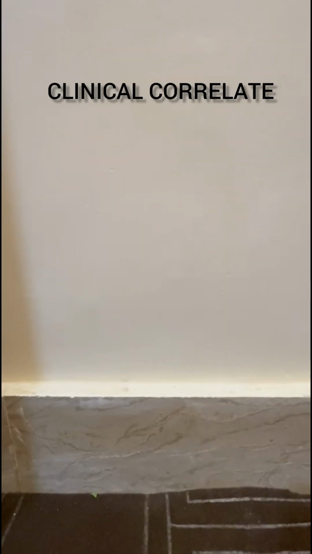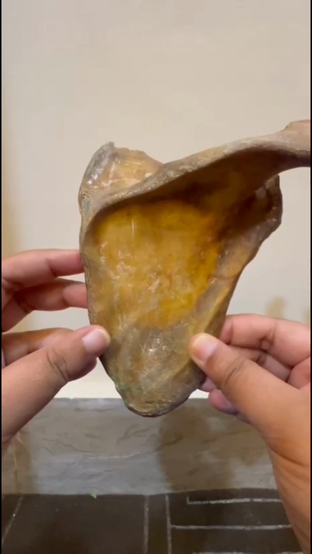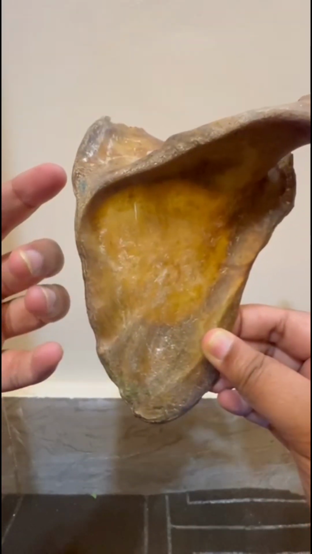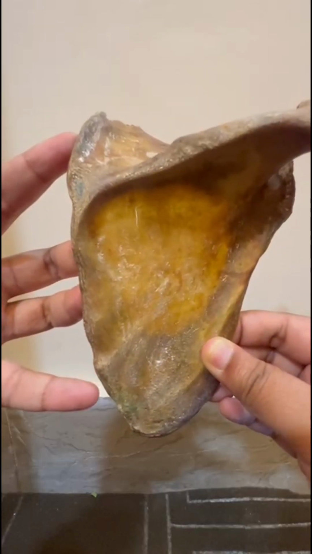Finally, coming towards the clinical correlates of scapula, one of the most important clinical conditions associated with scapula is the winging of scapula. Now, what does the winging of scapula mean? Scapula normally has this anatomical position. Scapula in this position is held by the digitations or fibers of the serratus anterior.